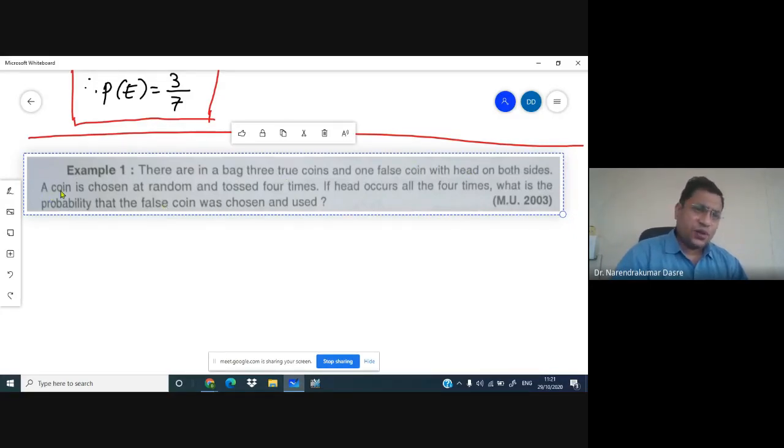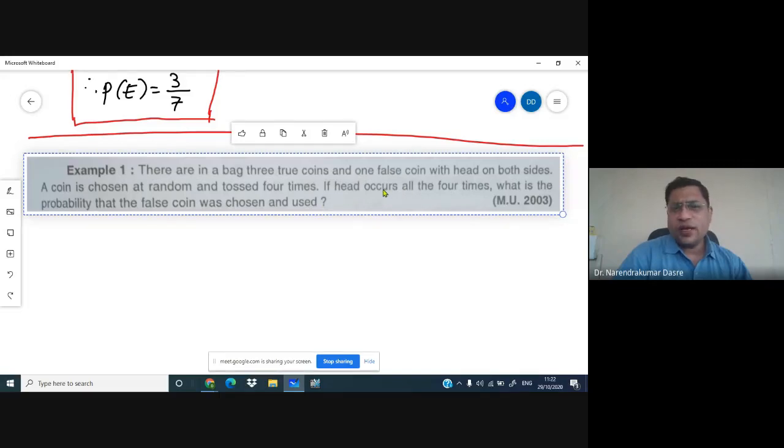Now, a coin is chosen at random and then tossed 4 times. We don't know whether it was a true coin or a false coin, and it is tossed 4 times, and what we know is that head occurs all 4 times. Then what is the probability that the false coin was chosen and used? So we have to find the probability that the false coin was chosen and used.